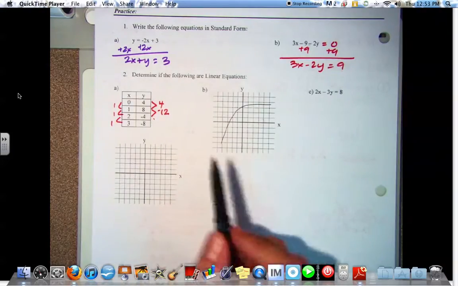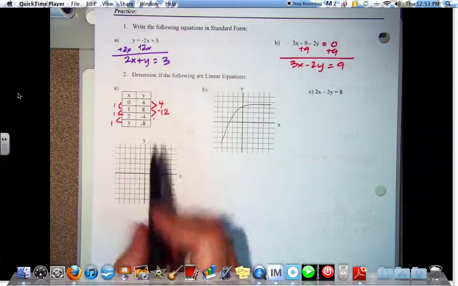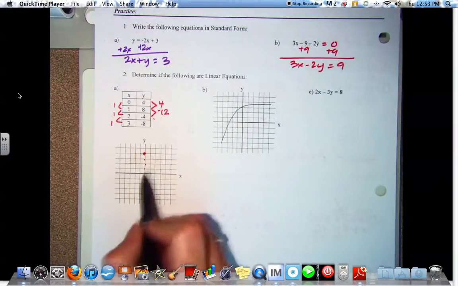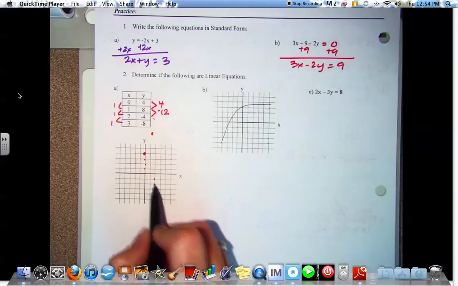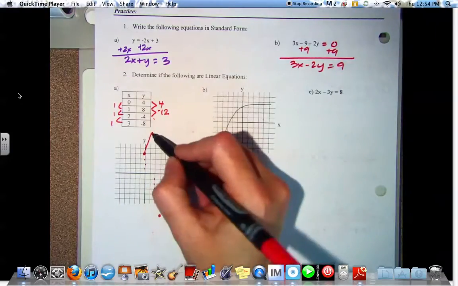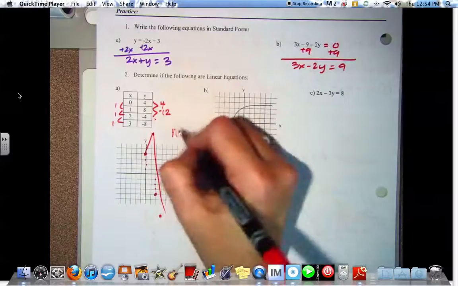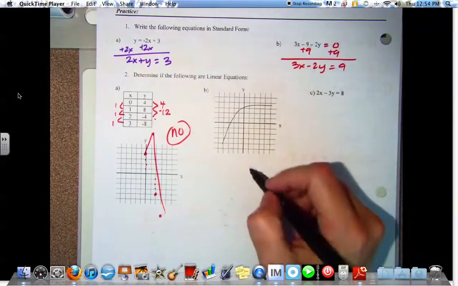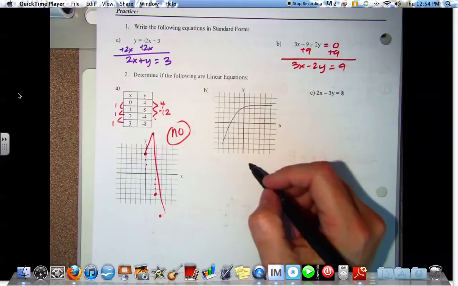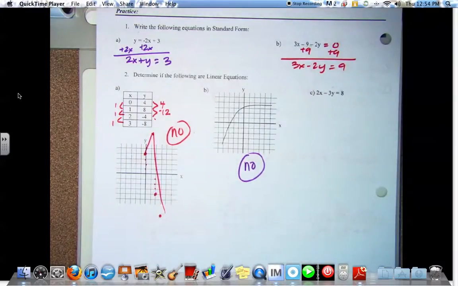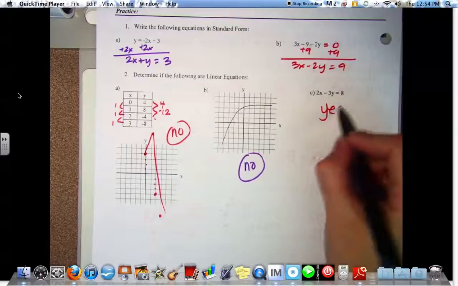You can double check this. If you're thinking that your math is off, you can double check this by graphing it. We have 0, 1, 2, 3, 4. You have 1 and 8, which is up here. 2 and negative 4. So no, it's not linear. B, no, it's not a linear equation. Why? Because it's curving. C is yes.